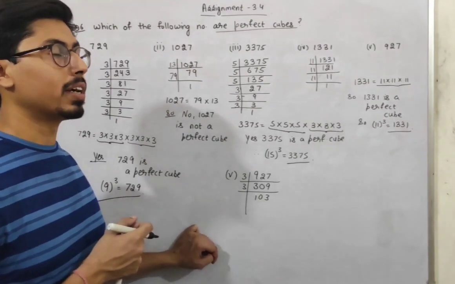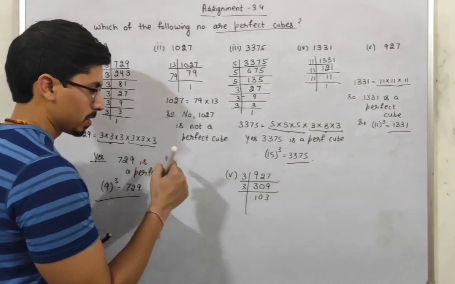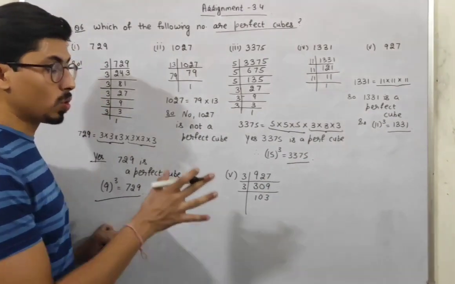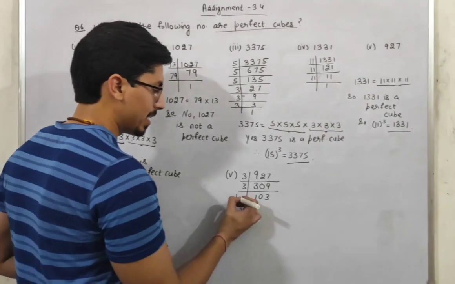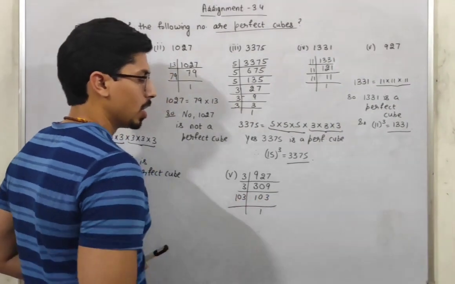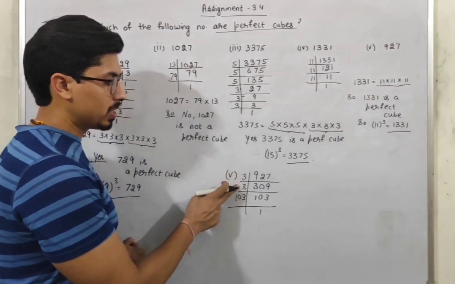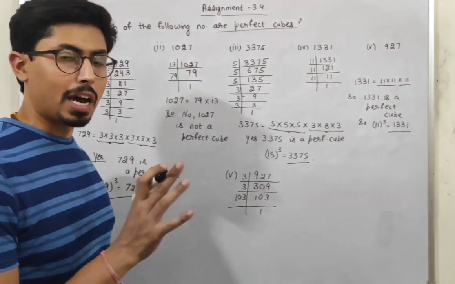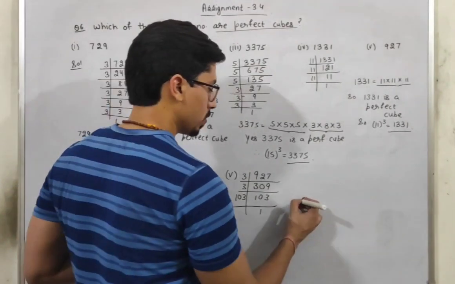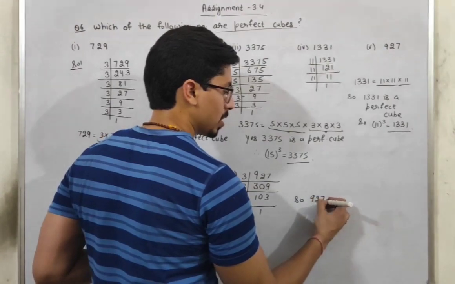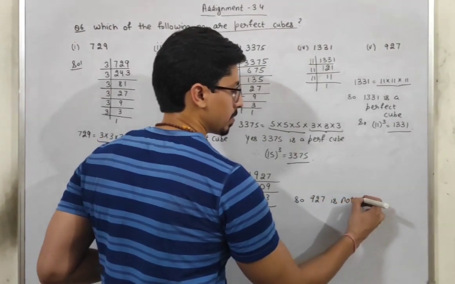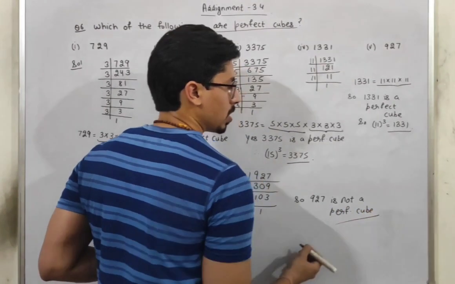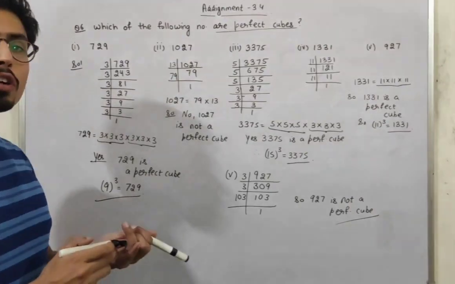Then 13. No, students, it is not divisible by 13 also. So I can just write it as this. Okay. So see, 3 3, but here we don't have another 3. So these 3s are not making a group of 3 numbers. So 927 is not a perfect cube. Okay students. So this is our question number 6.